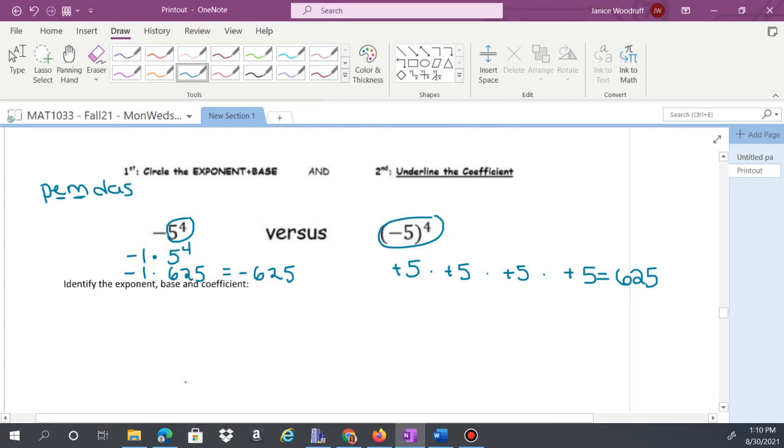So if you want to raise a negative number to a power, you have to put it in parentheses. If there's no parentheses, rewrite it like that, because that's really what's happening there. That's very important before we move on. We just want to make sure we remember that.